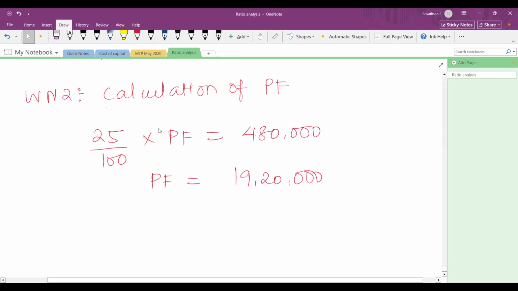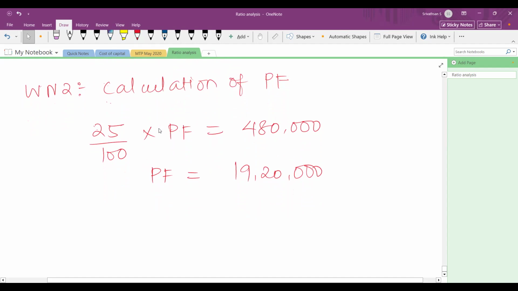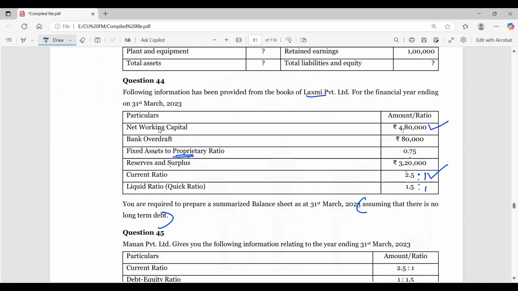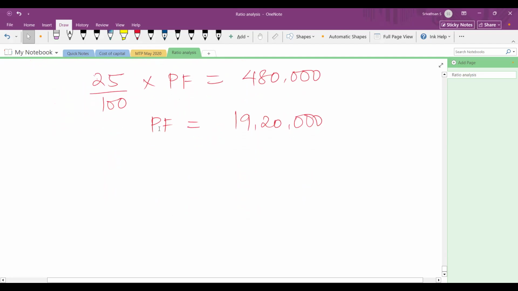You did not do all these things, but I got the answer. What is the total you are getting? See, just because the total is matching, it is not necessary that the answer should be correct. Because only proprietary fund is 19,20,000. What about current liability on the balance sheet side?